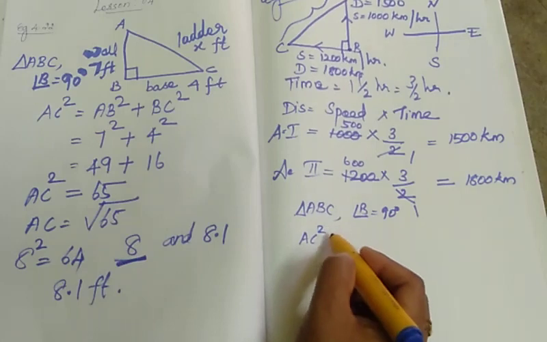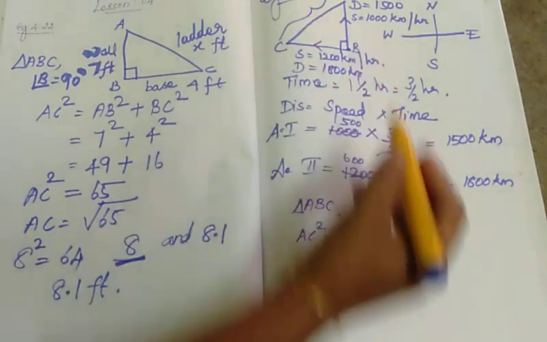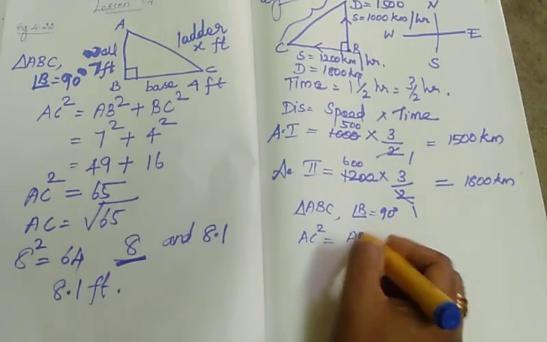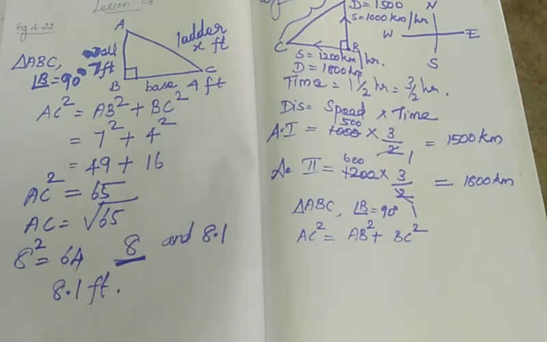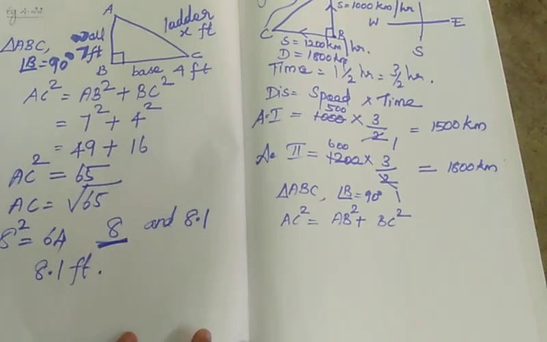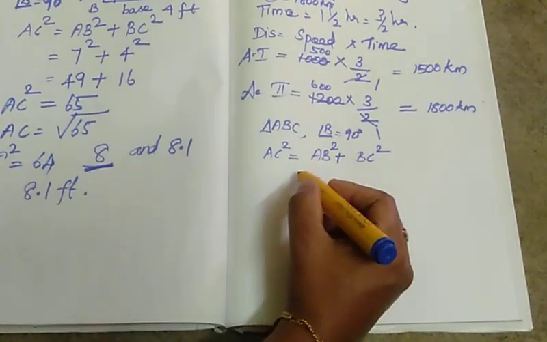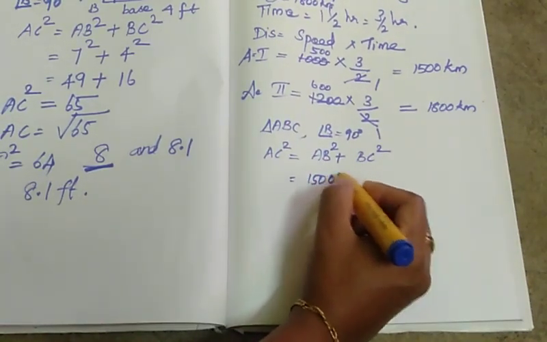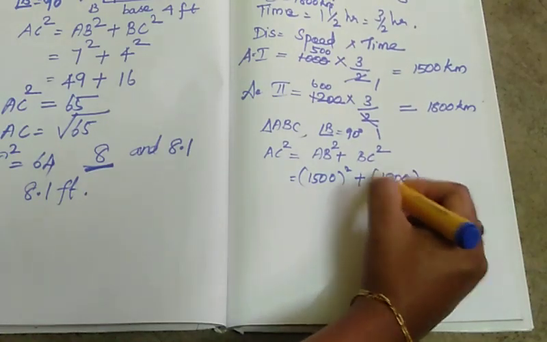AC square is equal to, in a right angle triangle, the square of the hypotenuse is equal to the sum of squares of the other two sides. So AC square is equal to AB square plus BC square. Substitute the values. What is the distance of AB? 1500 the whole square plus 1800 the whole square.